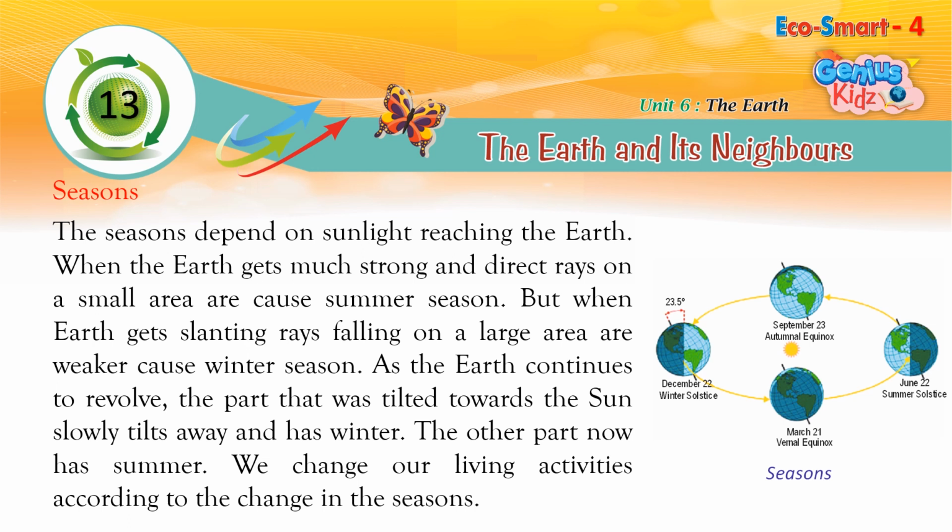Seasons. The seasons depend on sunlight reaching the Earth. When the Earth gets strong, direct rays on a small area, it is called the summer season. But when the Earth gets slanting rays falling on a large area that are weaker, it is called the winter season. As the Earth continues to revolve, the part that was tilted towards the sun slowly tilts away and has winter. The other part now has summer. We change our living activities according to the change in the seasons.